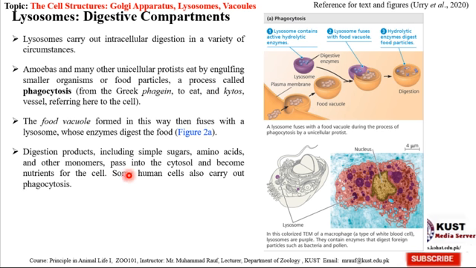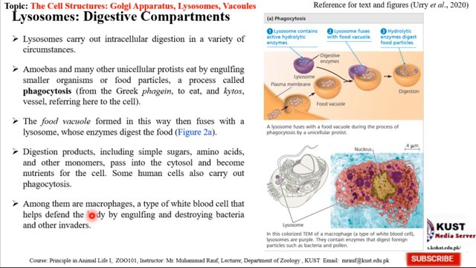Now, some human cells can also carry out phagocytosis, and among them are the macrophages, the white blood cells, which defend the body against invading pathogens, and their mechanism of action is engulfing the bacteria and then destroying them.